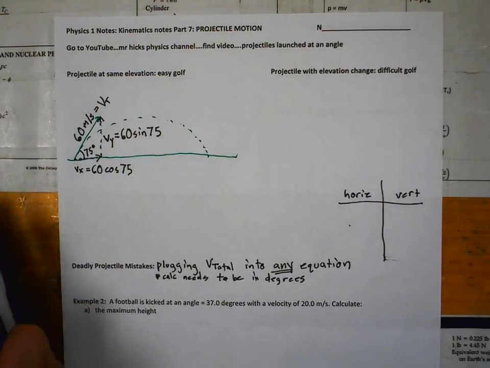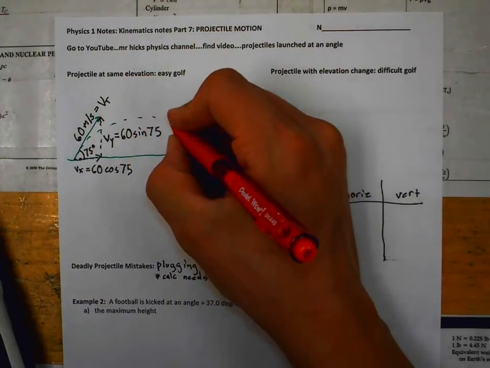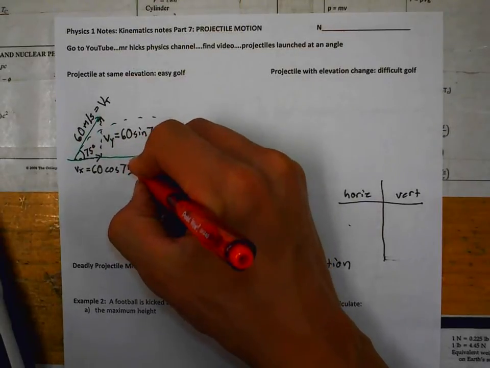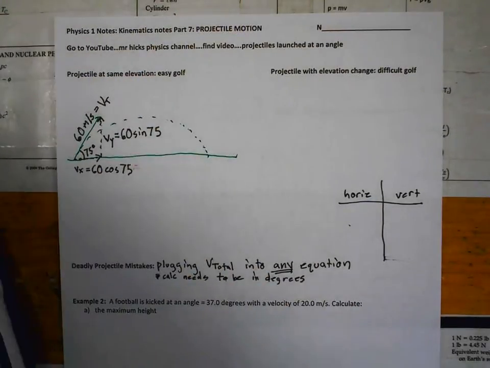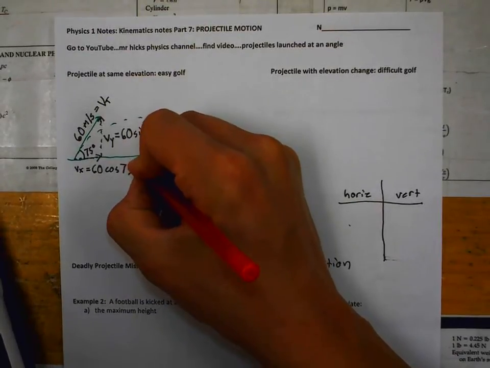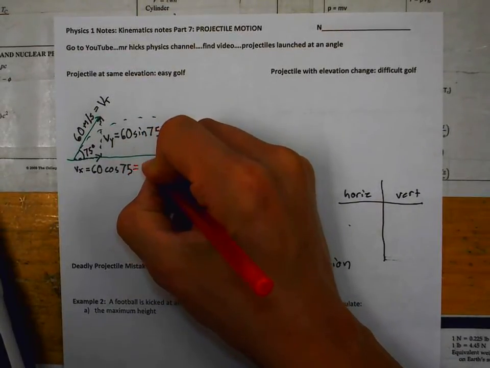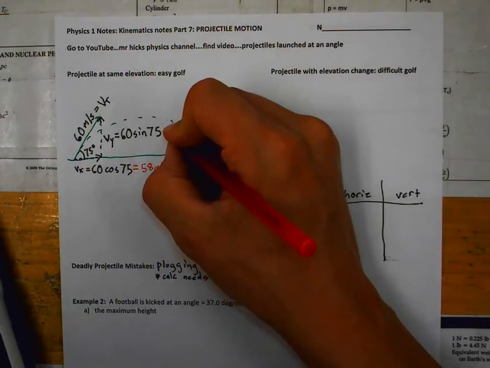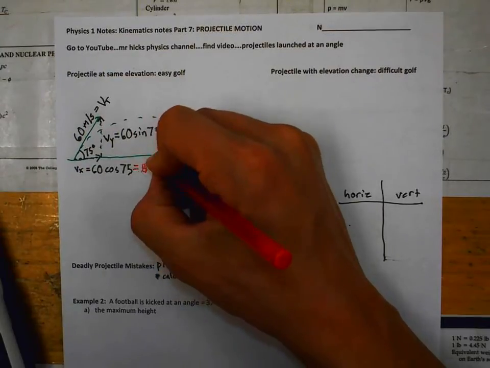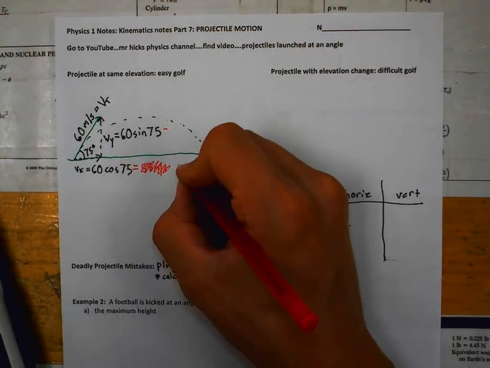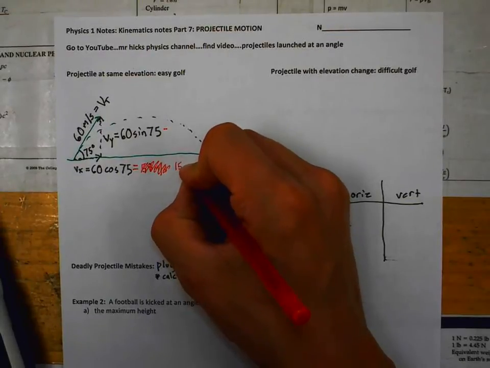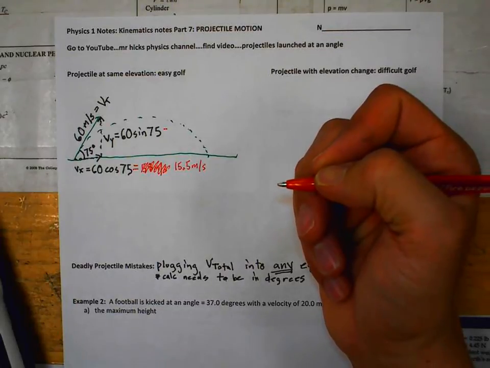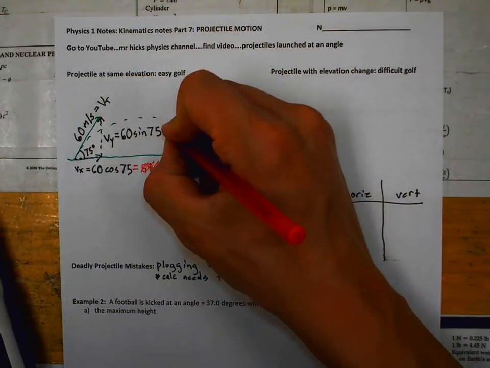All right, so our Vx, 57.9, so I'm just going to round it to 58. That pen is gone. And that's meters per second. And then, oh wait, I messed that up, didn't I? Okay, this is 15.5 meters per second. And I guess to be consistent, we'll say that this is 58.0.